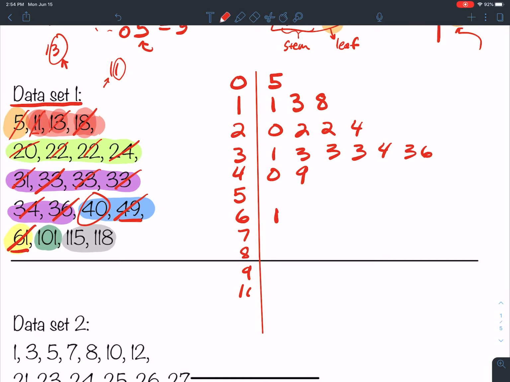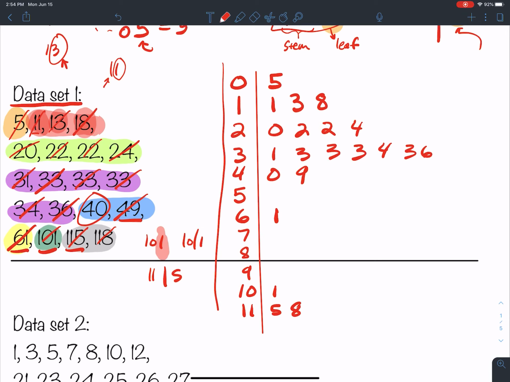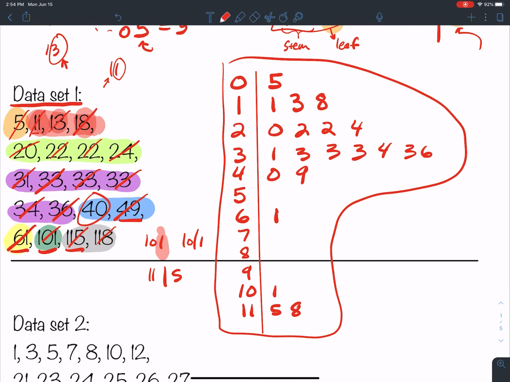Looks like I'm going to have to go to 10, because look, 101, the most right digit is 1, so that's 10, and then I split up and I put the 1 on the other side. 115, it looks like it's 11, and then the 5, so I have to do 11, and then the 5, and then 11, and then the 18 for the 118. Okay, so this is the stem and leaf plot.